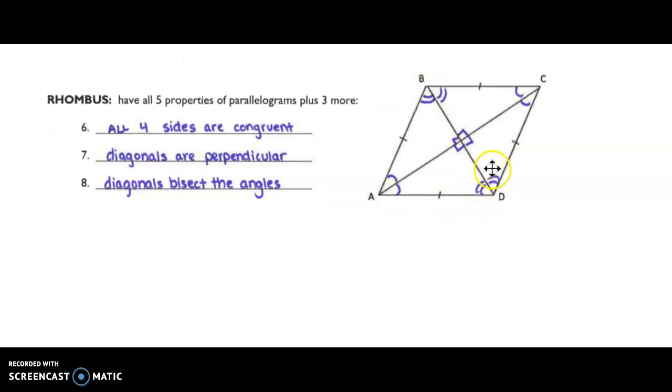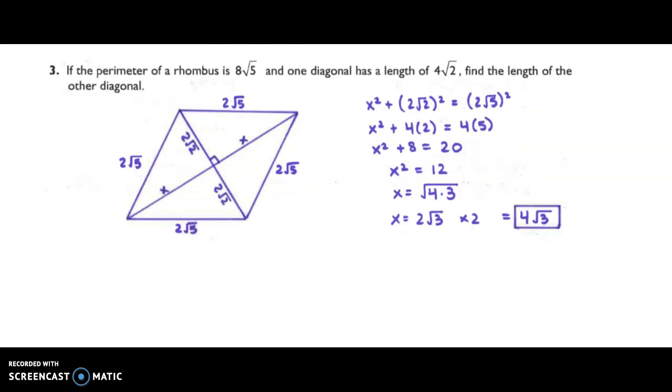It doesn't necessarily bisect each other, okay? It might, sometimes, but not all the time, so that's why you can't put that property in there. But the diagonals bisect the angles every time, okay? And so we have this example here.